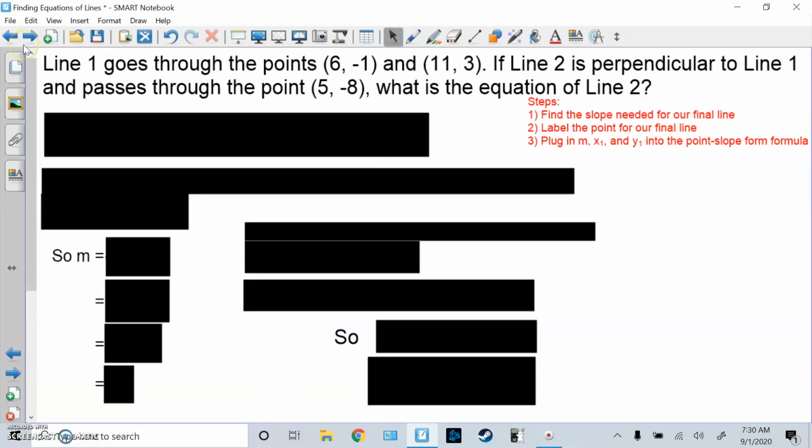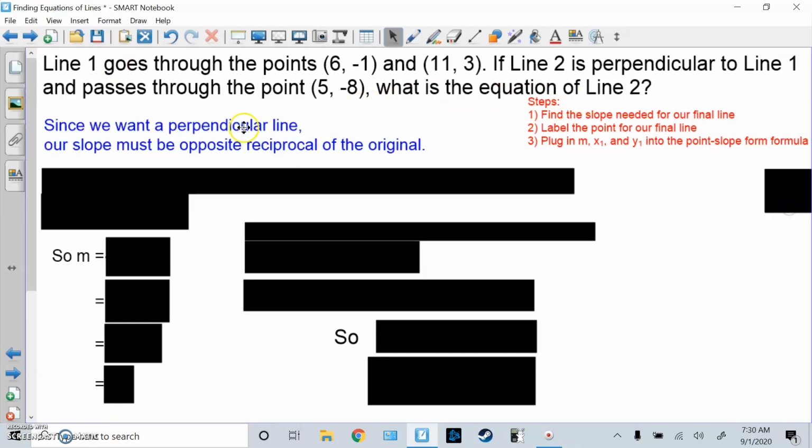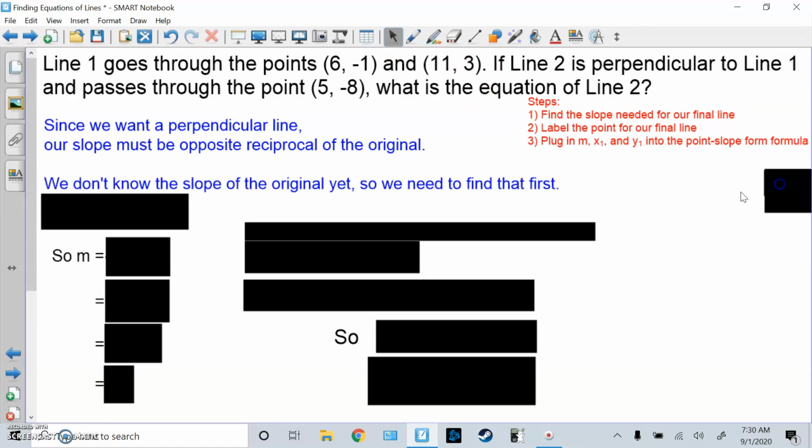Here's another one. Line 1 goes to the points 6, -1, and 11, 3. If line 2 is perpendicular to line 1 and it passes through the point 5, -8, what is the equation of line 2? All right, so exact same steps. So step 1, since we want a perpendicular line, our slope must be opposite reciprocal of the original. But do we know the slope of the original? The answer is no. If we don't, we have to find it.